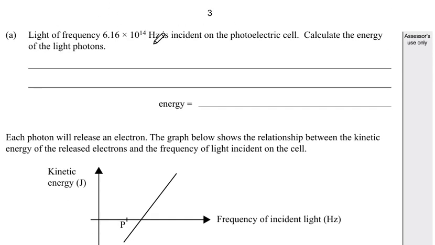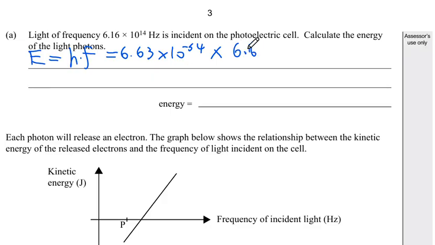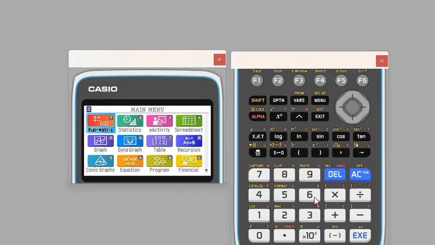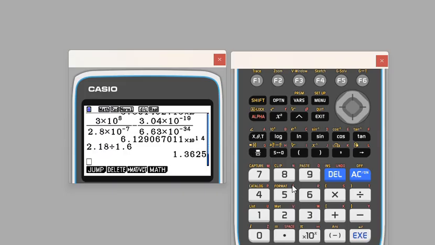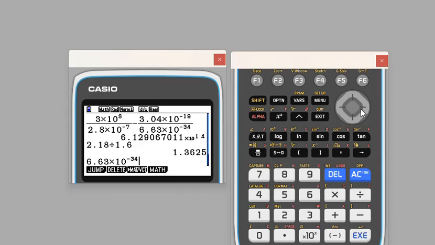And it has a frequency of this much, so if we want to know the energy of the light photons, we can use this formula. h is your Planck's constant, 6.63 times 10 to the power of negative 34, times the frequency, 6.16 times 10 to the power of 14, and we want to do it on our calculator.